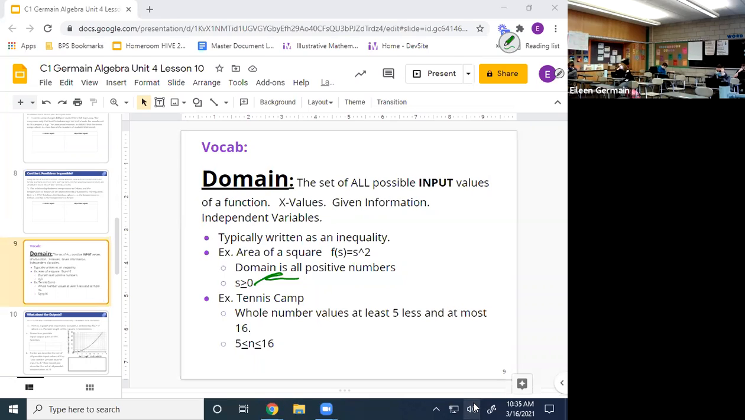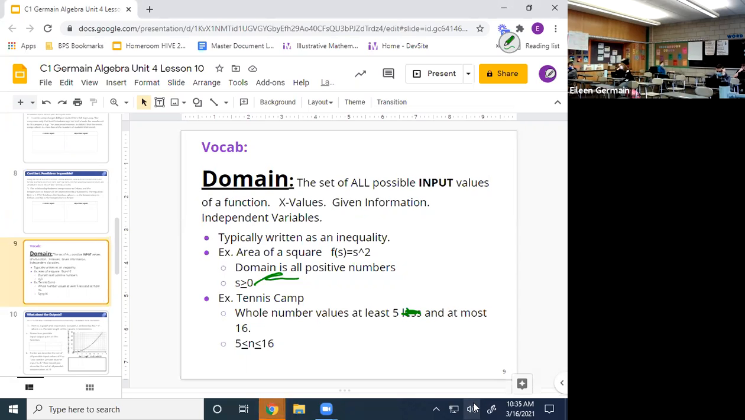For the tennis camp one, when we described the domain in words, we said whole number values, because we were dealing with people, at least 5, and I think I meant to write, at most 16. And so we would write that as an inequality of 5 is less than or equal to n, which is less than or equal to 16.